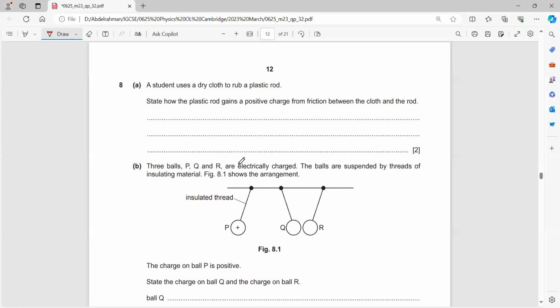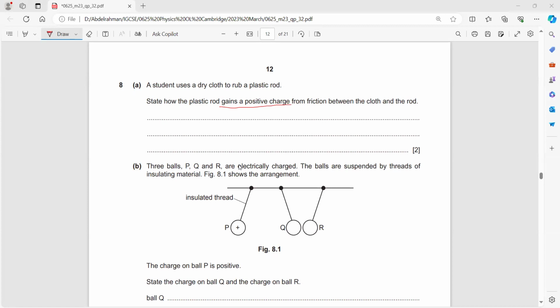I have a dry cloth and a plastic rod. State how the plastic rod gains a positive charge. How does it gain a positive charge? Do you know? Anyone knows? What's the answer? The plastic rod loses electrons to the cloth due to the friction between them, so the rod becomes positively charged.